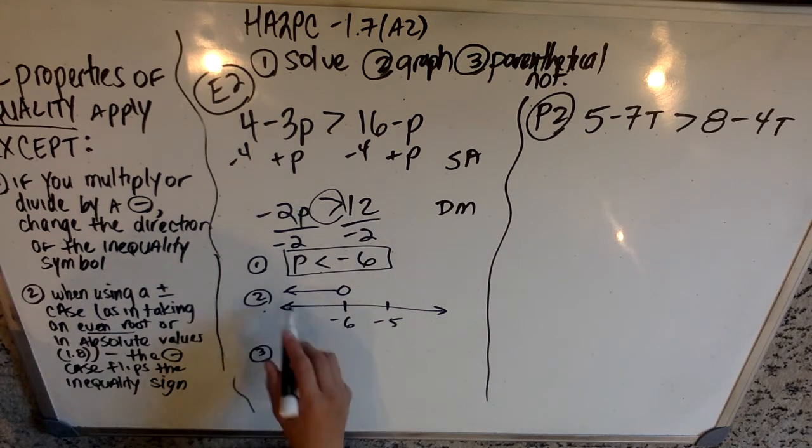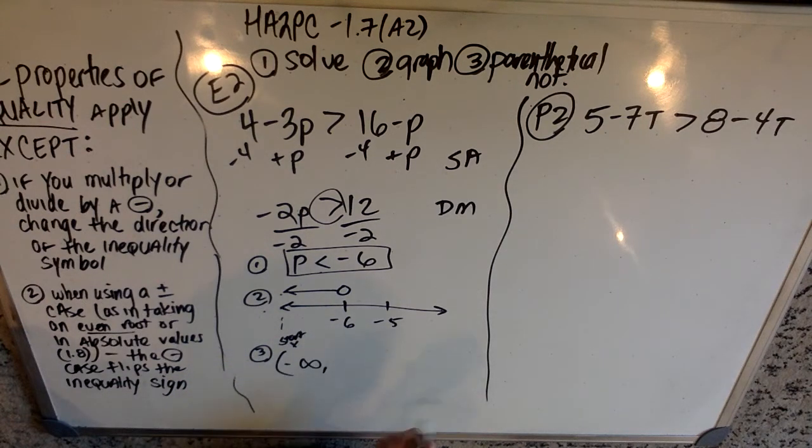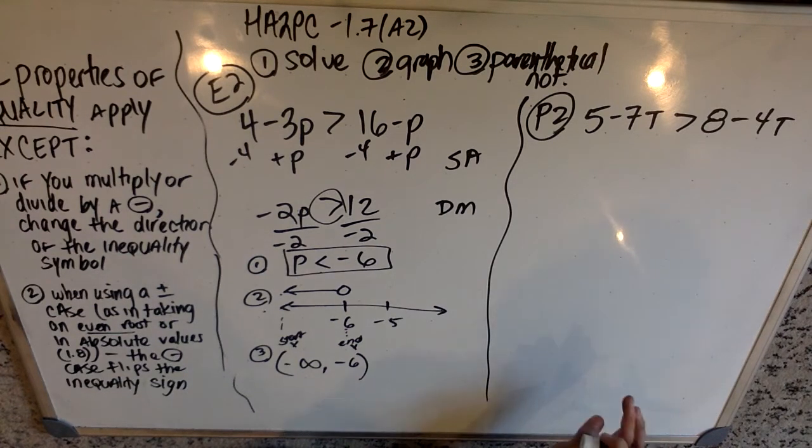Lastly, if I write this parenthetically, the starting x is a negative infinity, which always gets a parenthesis because you can't actually reach an infinity, and the ending x is a negative 6, which will also get a parenthesis here. Because again, you're not actually including negative 6, right? So I'm going to walk through the same skill set with P2. If you want to try it without me, go ahead and pause.